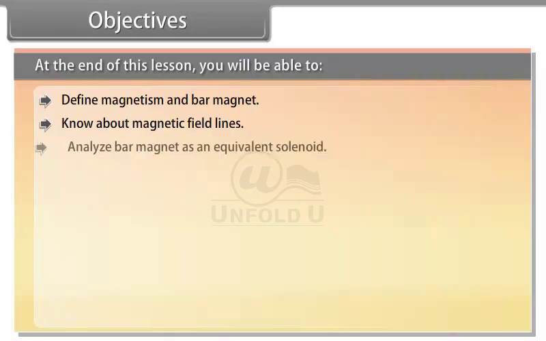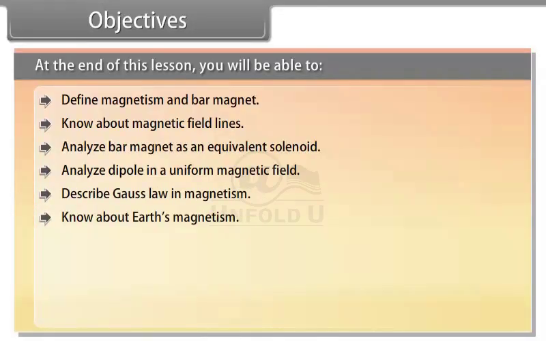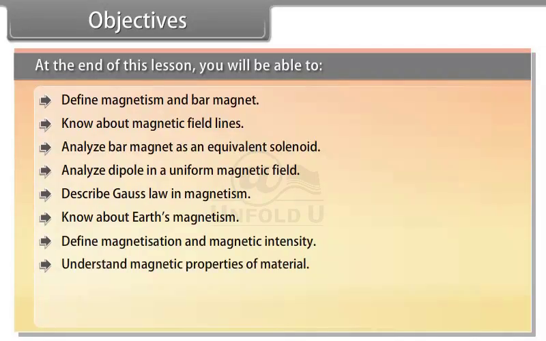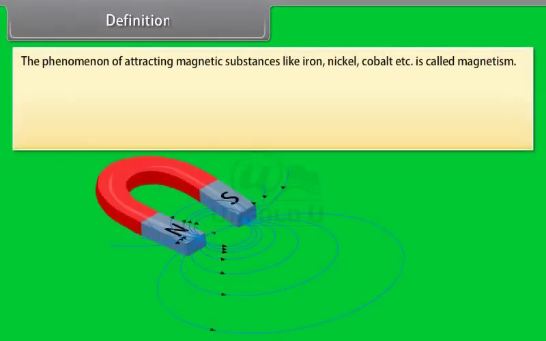Objectives. At the end of this lesson, you'll be able to define magnetism and bar magnet, know about magnetic field lines, analyze bar magnet as an equivalent solenoid, analyze dipole in a uniform magnetic field, describe Gauss's law in magnetism, know about Earth's magnetism, define magnetization and magnetic intensity, understand magnetic properties of material, analyze hysteresis curve, describe permanent magnets and electromagnet.